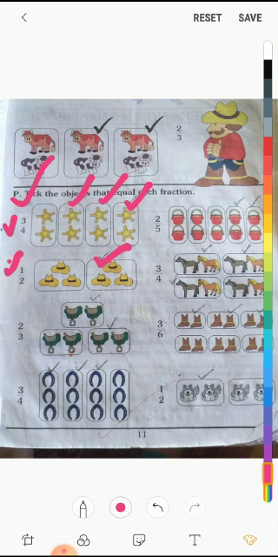Right. I hope you have understood all these sums. Now you have to do the practice at your home.